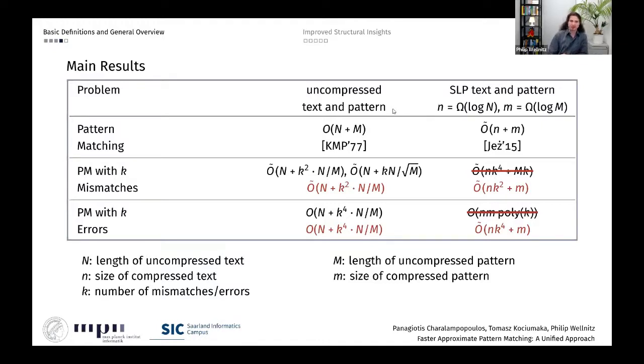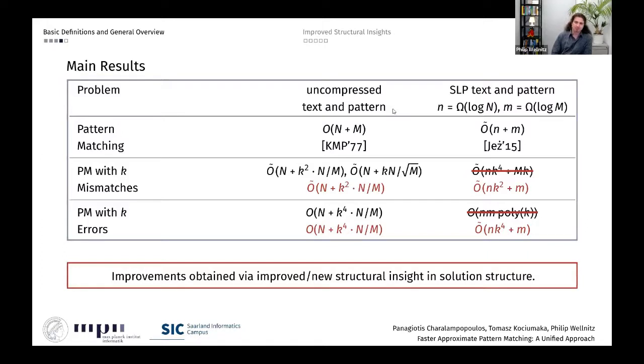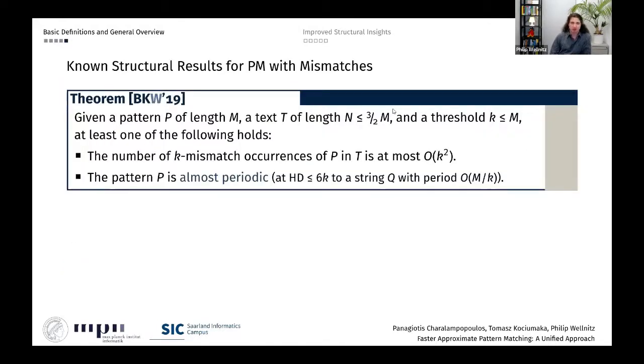So how do we obtain these results? In one sentence, we obtain these new results by improvements in the insights into the solution structure. What do I mean by that? Let me quickly recall what was known about the solution structure. Here only results for pattern matching with mismatches were known, but let me quickly recall them.